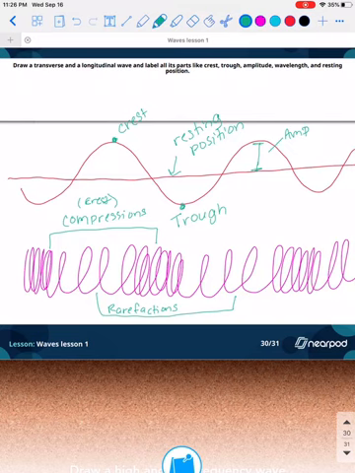And then our amplitudes can be found by how closely these are together. Here. In our resting position, this one we can't really tell. It's a longitudinal wave.